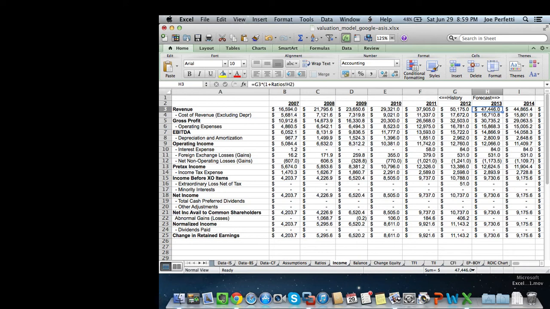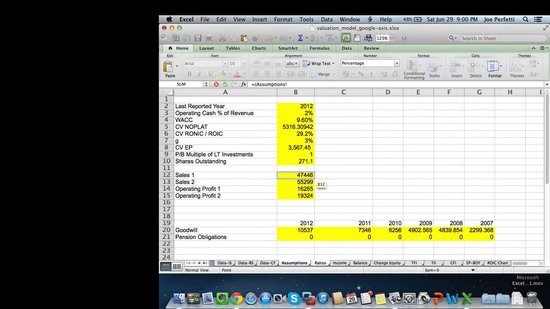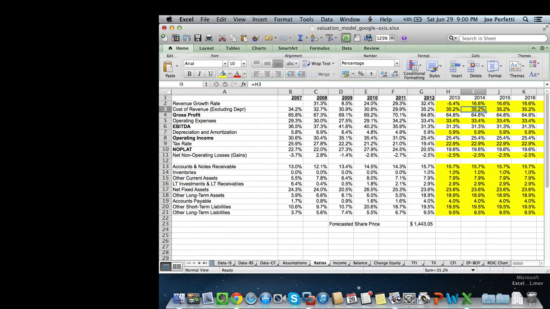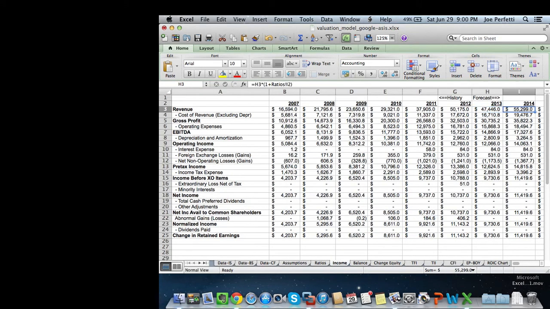Do the same thing for 2014. So on the ratios tab, equals, left paren, from my assumptions, sales 2 minus sales 1, right paren divided by sales 1, then Google's expected to grow 16.6% the year after. Which means sales 2, 55,299. 55,299 is now in my model.